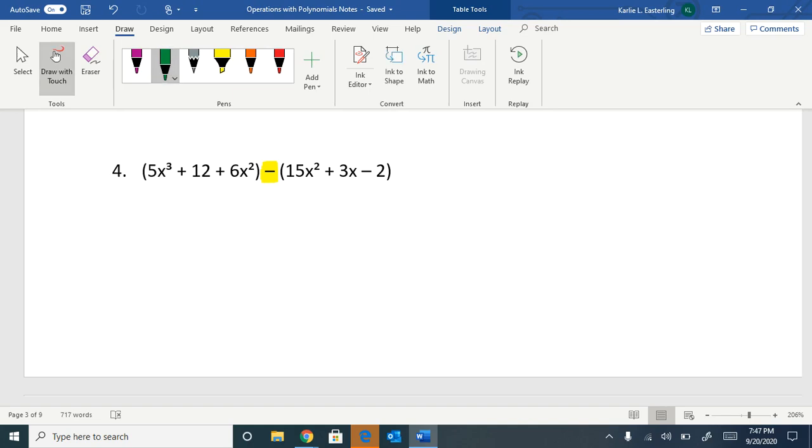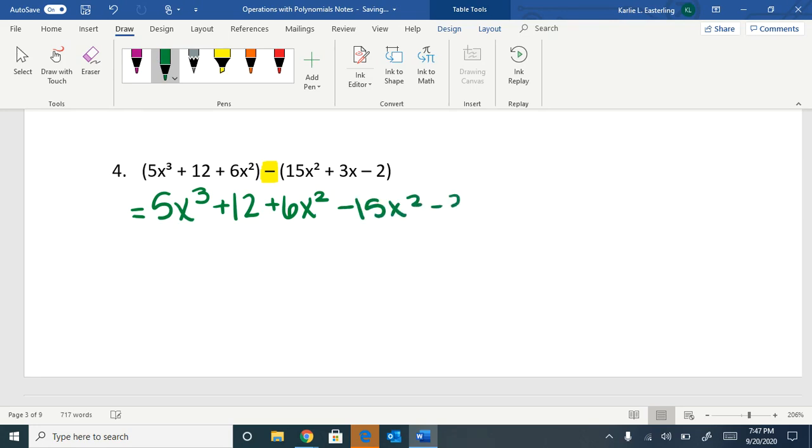All right, so I'm going to copy that first one down exactly as I see it. I'm going to make sure that actually looks like a cube. Plus 12 plus 6x squared. So then remember when we get here, you have that negative. So we're going to have minus 15x squared minus 3x plus 2. So you can either think of it as distributing that negative in, or you can think of it as changing the signs that's in front of your numbers.